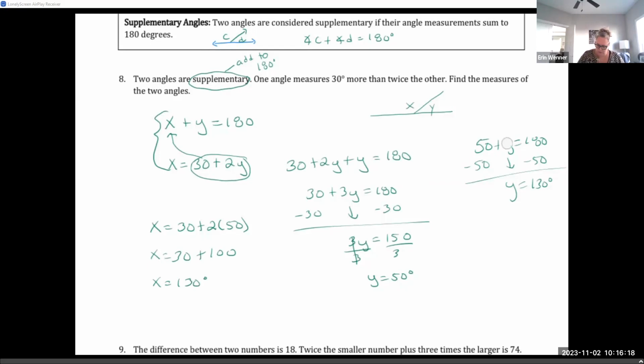Which, I wrote these backwards, didn't I? This is what happens when my cat's bugging me. I end up making mistakes. I apologize, everyone.